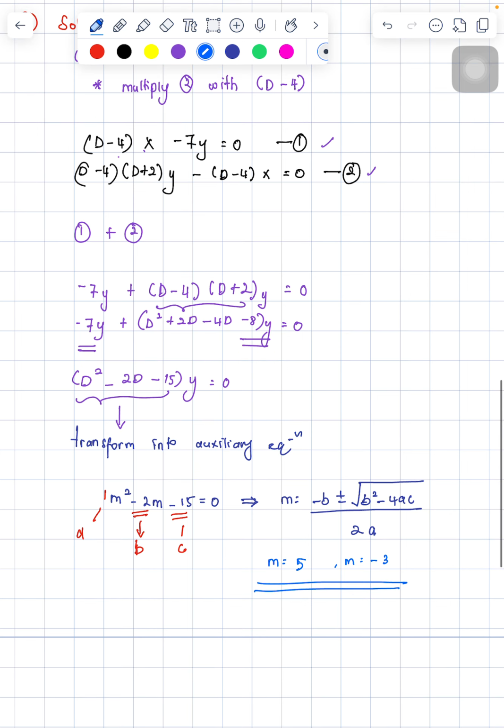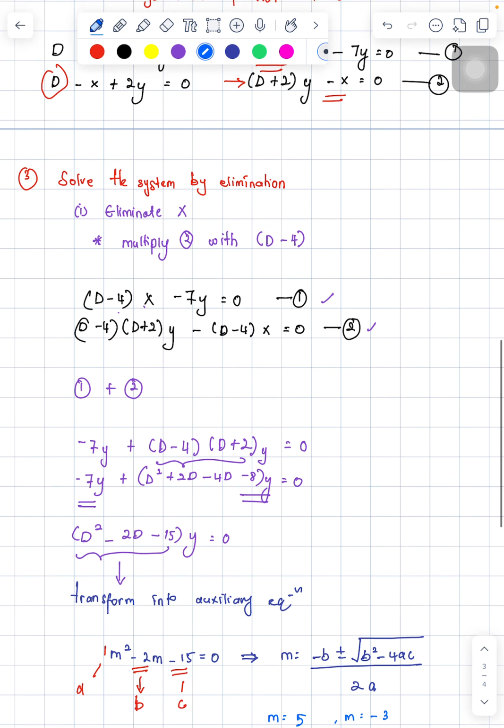For real and distinct roots, the general solution, since this is in terms of y, is y(t) equals c1 e to the power of 5t plus c2 e to the power of negative 3t. So this is our y(t).